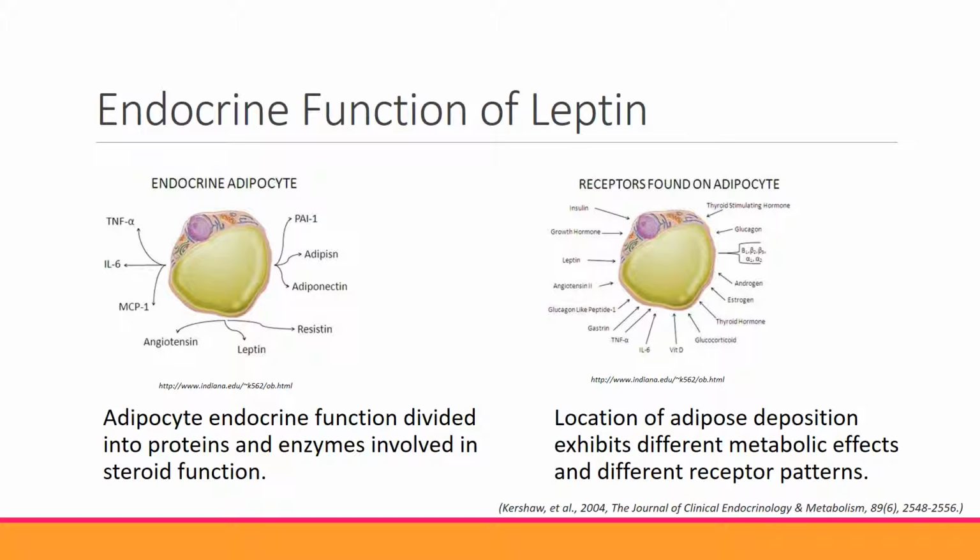And also the location of the adipose deposition, such as the visceral adipose tissue, will secrete endocrine substances into the portal system with direct access to the liver, whereas the subcutaneous adipose will secrete substances directly into the systemic circulation.